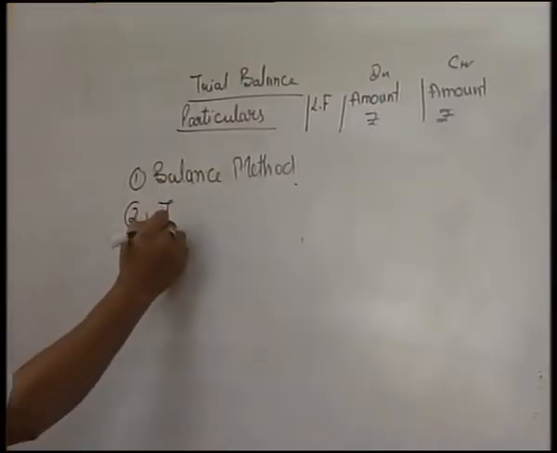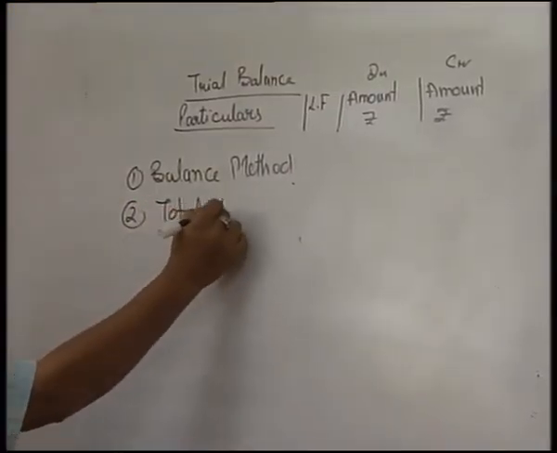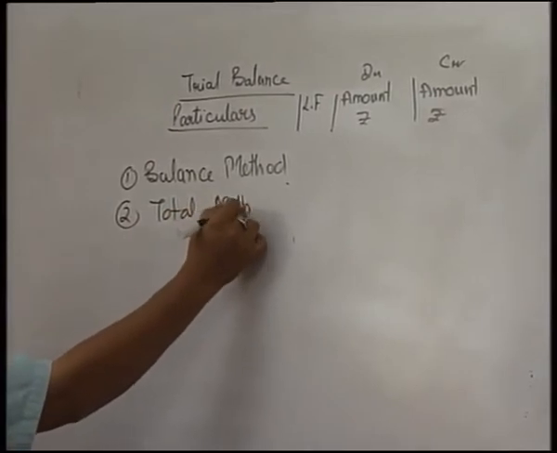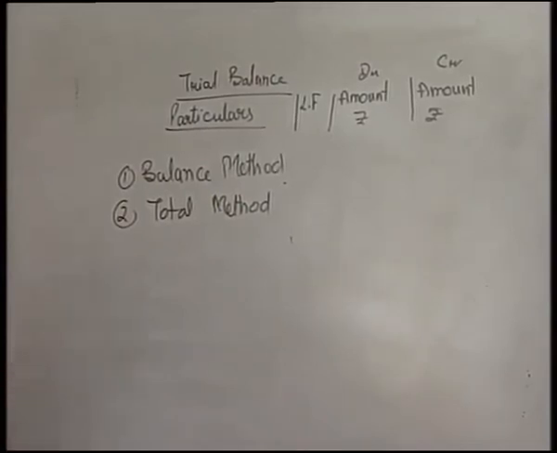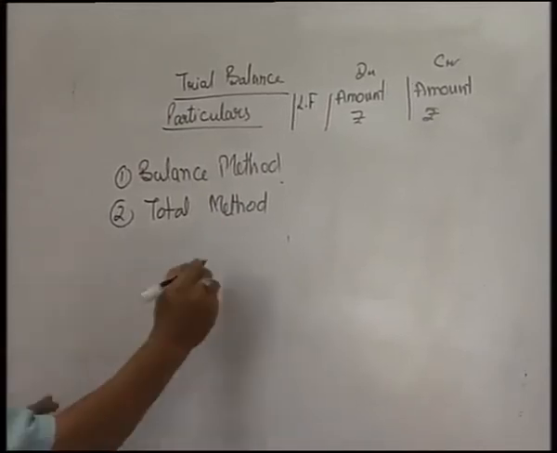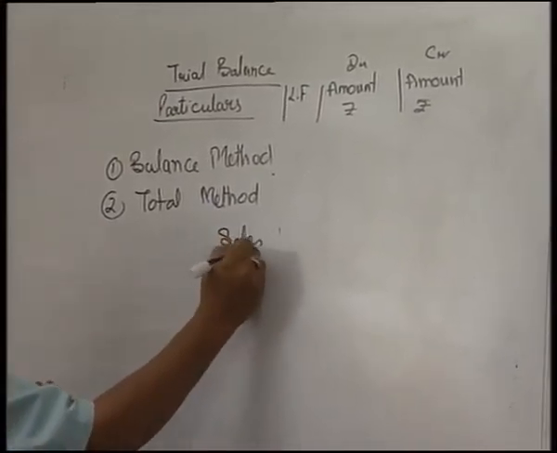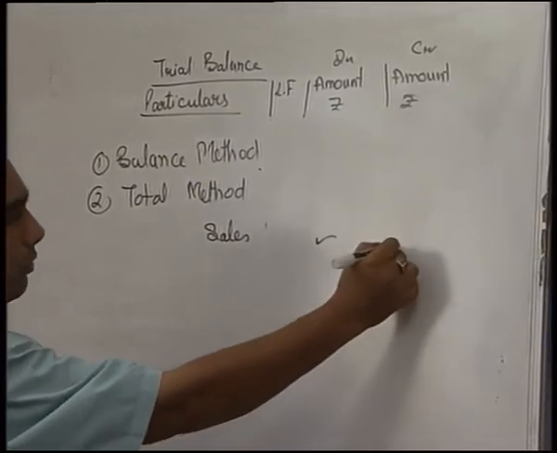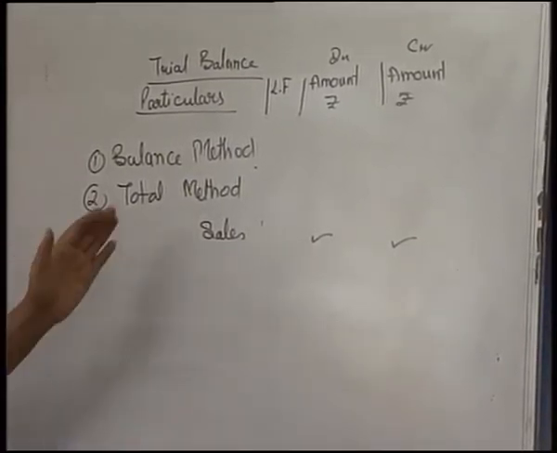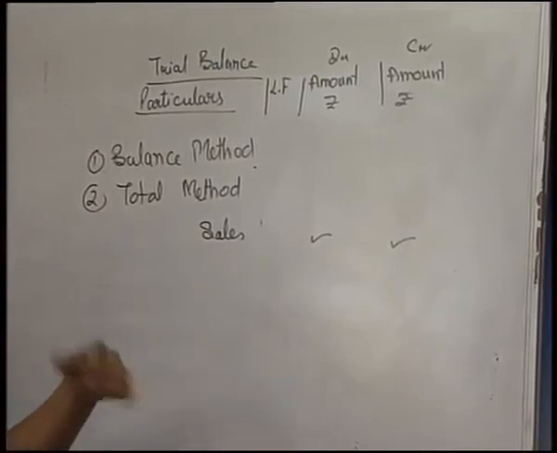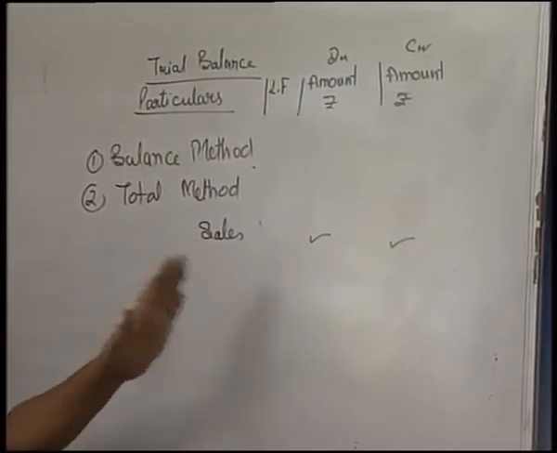There could be another method known as the total method. In this method, whatever the totals are of the debit and credit sides, we simultaneously record both. Say for example, if you are going to write the sales, whatever the total on the debit side and whatever the total on the credit side, write both the totals. Normally sales are going to have only credit balances, but in case something is there, write both.